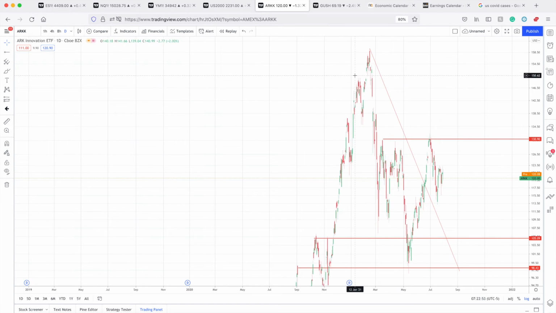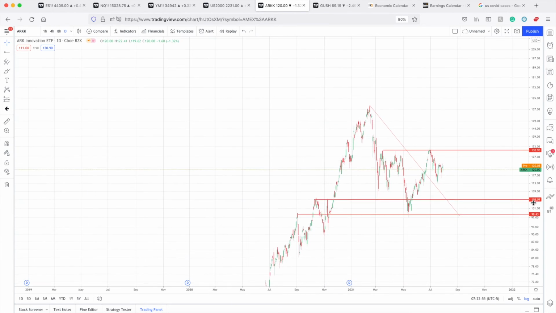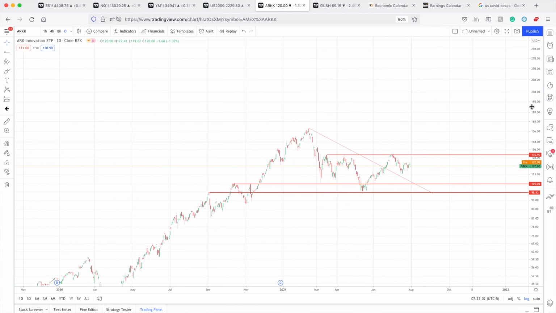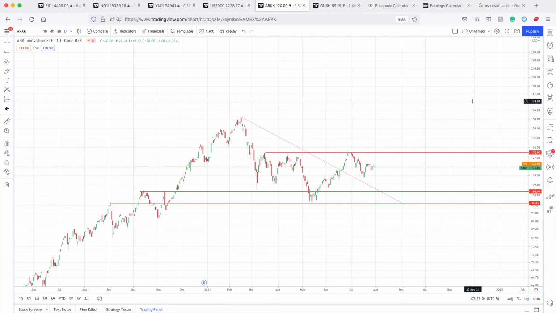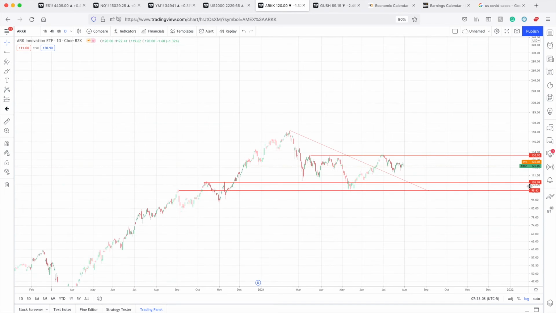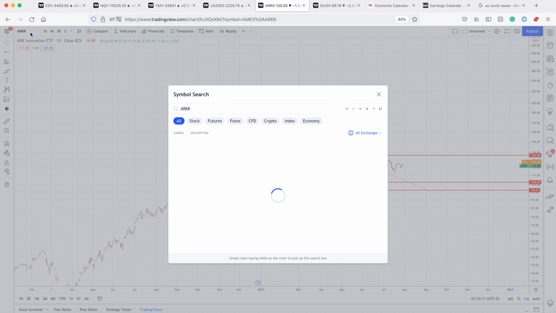Now let's take a look at some of the hype stocks. Obviously, there's no index for hype stocks. Well, I guess the Nasdaq is closest, but that's more like a tech index. So for hype stocks, I think the best one is either ARK or this one here, XITK, another good one also.